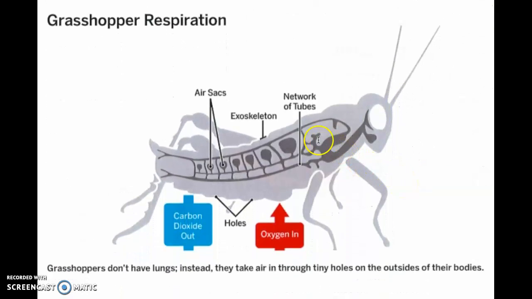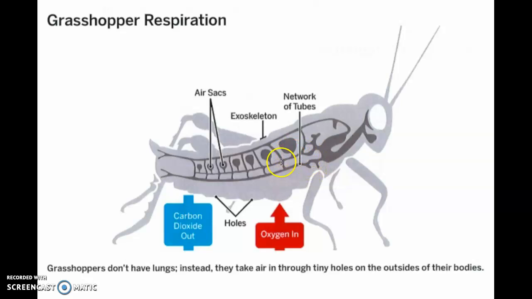Okay, so here, this is a great place to pause the video and take some evidence. So grasshopper respiration, how they breathe. Grasshoppers don't have lungs. Instead, they take in air through tiny holes on the sides of their bodies. Well, it looks like these are the tiny holes, and the air just goes inside, and then it makes its way through the body. So the oxygen's coming in at this part, and then it's making its way through. It's going to the air sacs.